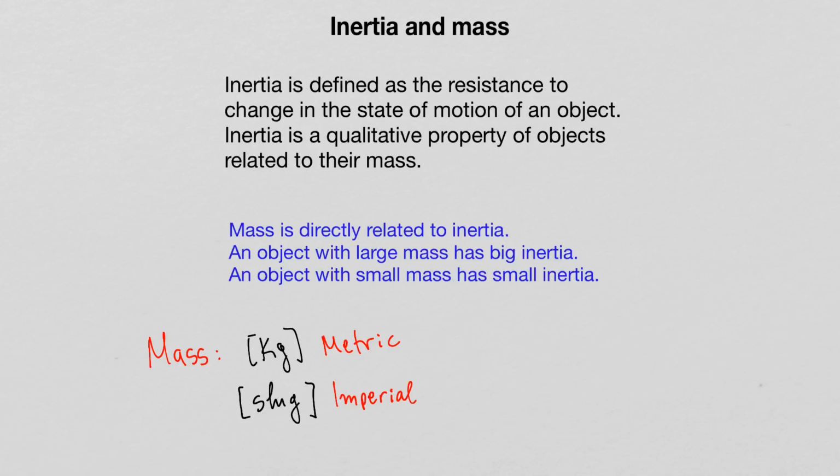So the units for mass in the metric system are kilograms, and the units for mass in the imperial system are slug. So the more common unit that we will see through the course would be the metric unit of kilograms.